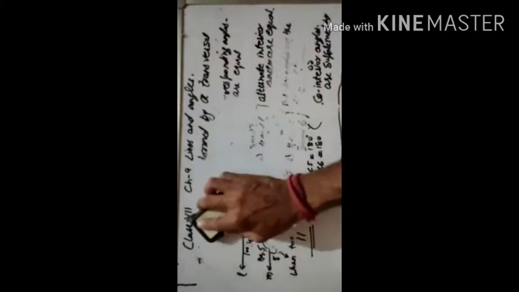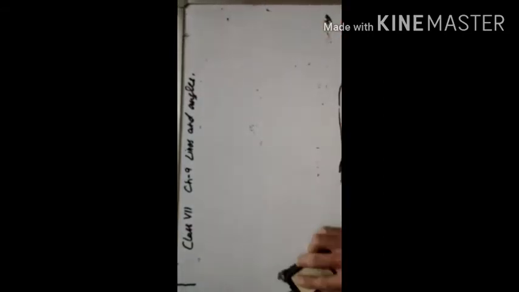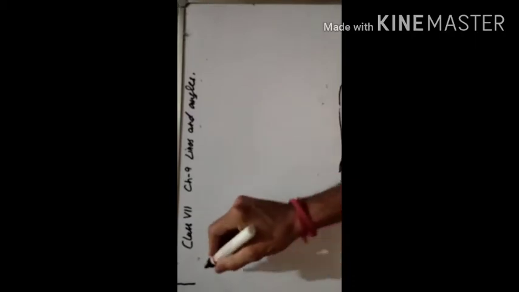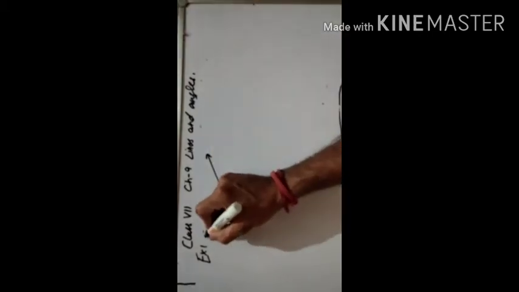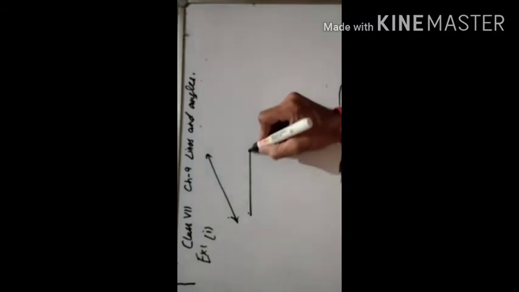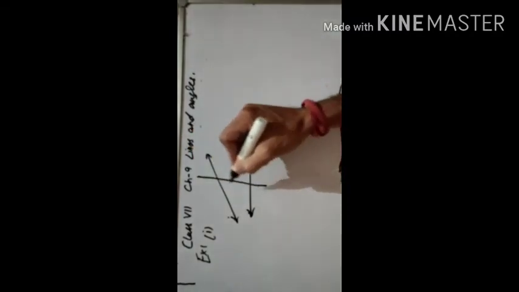Next is example number 1. Example 1 is: identify the pair of angles marked in the following figure. The first figure is given to you, first part, and this line is like this, and this is a transversal.